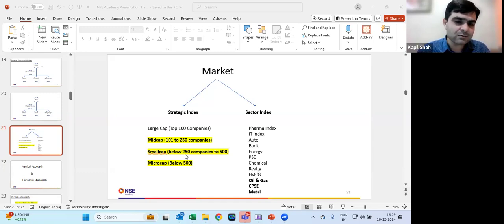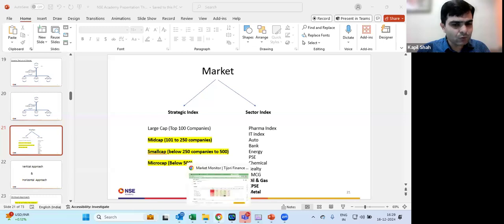Now, let's say, for example, I focus on the small cap 250 stocks. Within the small cap 250 stocks, which are the IT companies? Which are the realty companies? We may not have all those names on the top, but we can download the data.